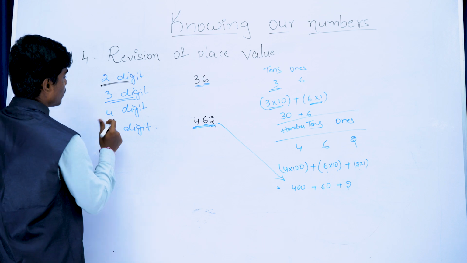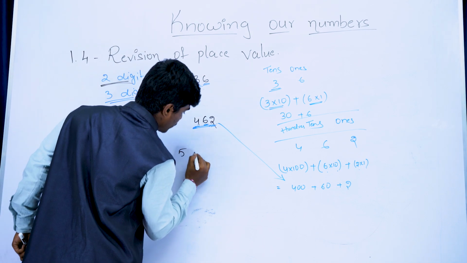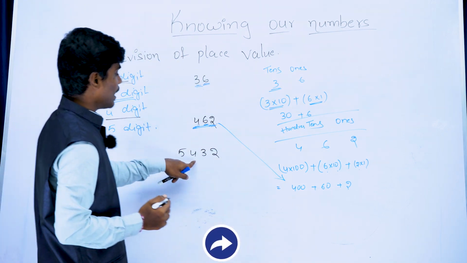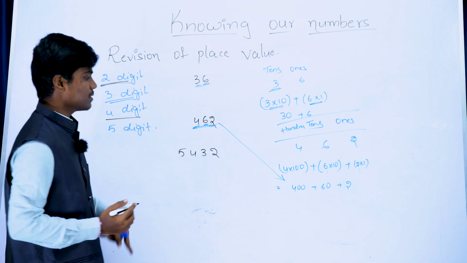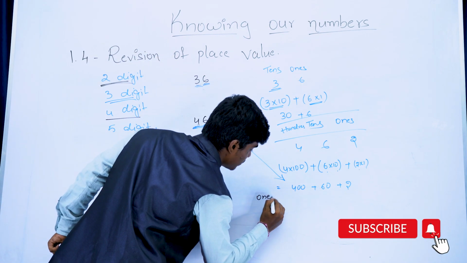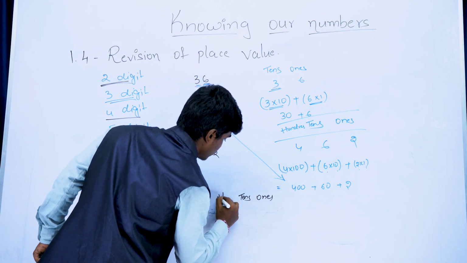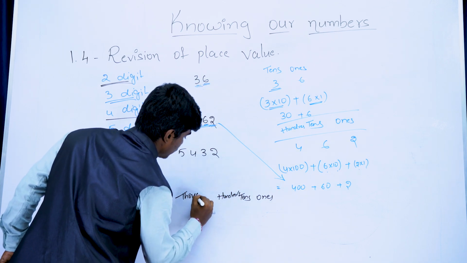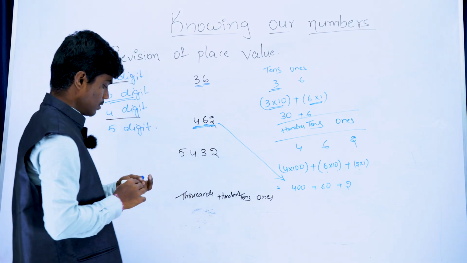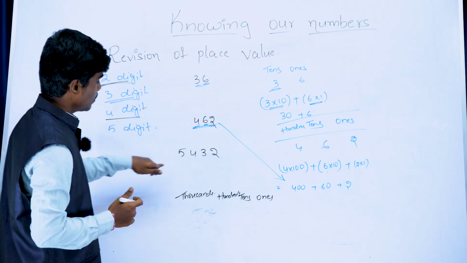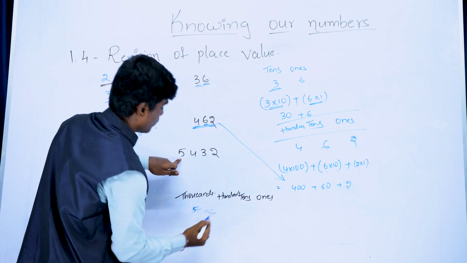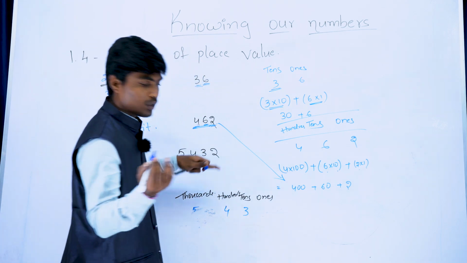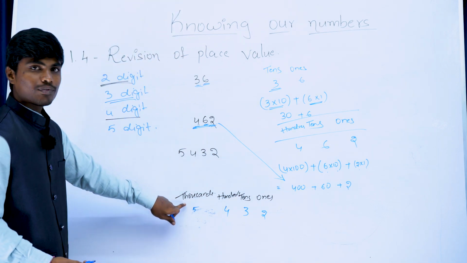Now we take a 4-digit number, 5432. Here we have ones, tens, hundreds and thousands. See, in thousands we have 5, in hundreds we have 4, in tens we have 3 and in ones we have 2.